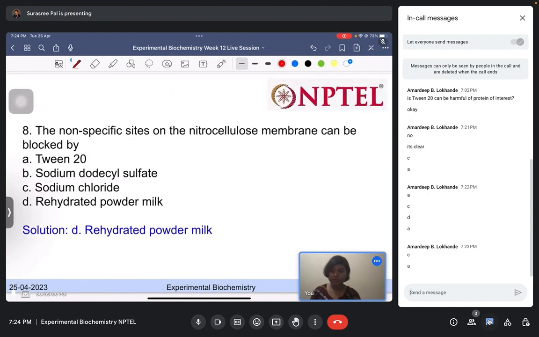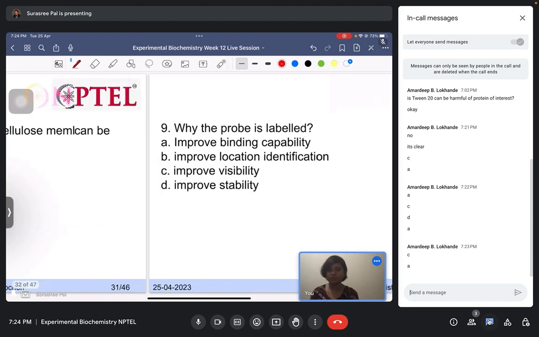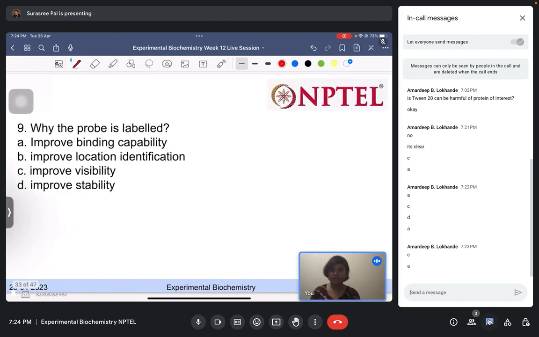It is the powder milk. So it will actually be powder milk and Tween 20 both. But powder milk is a very good blocking reagent. Next question.